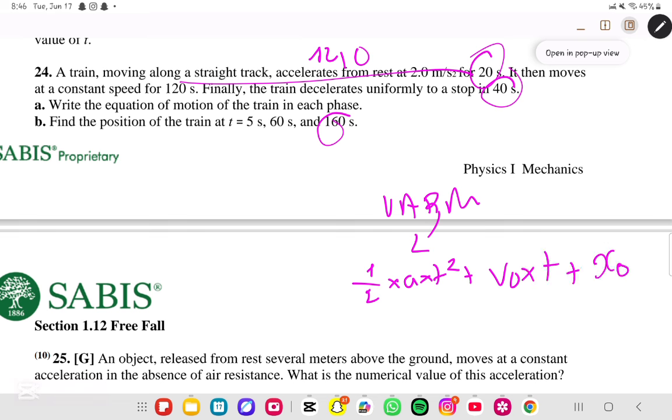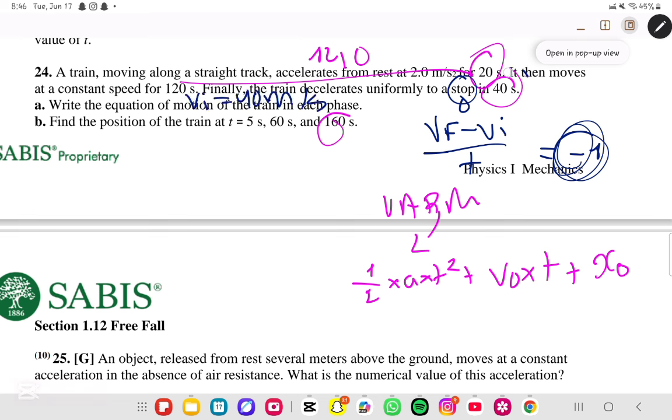The acceleration, we found it previously. If you remember, the acceleration was minus 1. Don't forget it, okay? How did we find it? We did v final minus v initial over the time. My bad, not over 2, over the time. V final is 0, because it stopped. And then v initial was 40 meters per second, and the time is 40 seconds. So 0 minus 40 over 40 will give us minus 1. Plus velocity initial, which was 40.